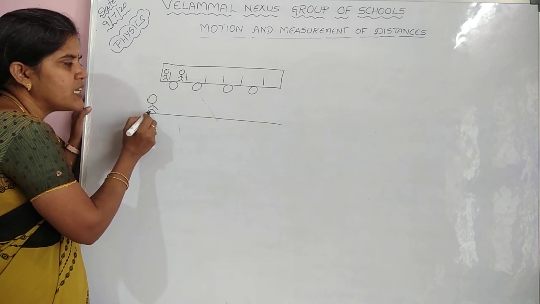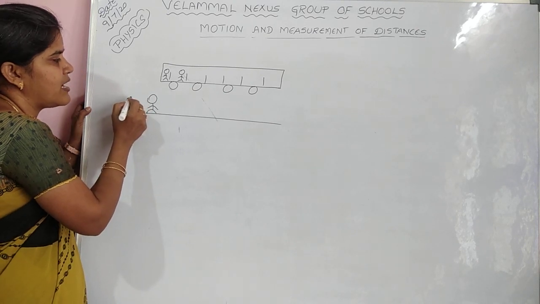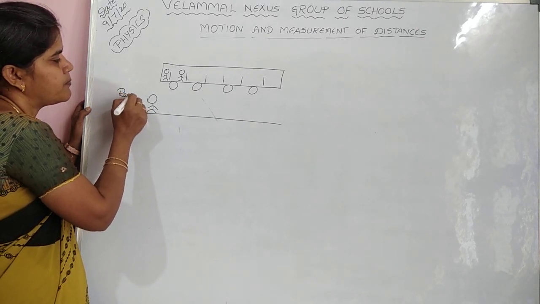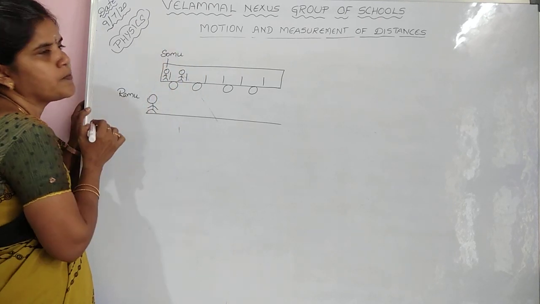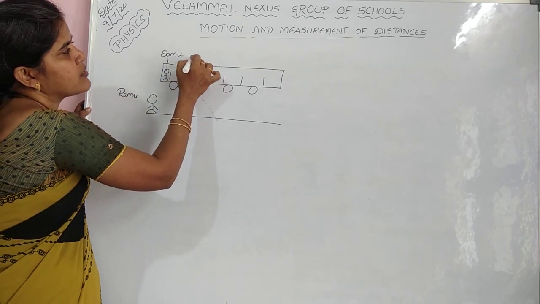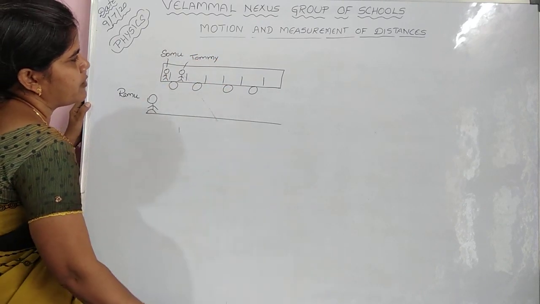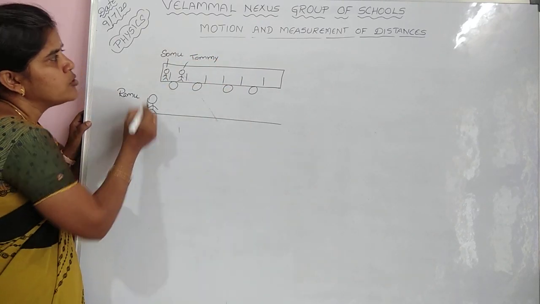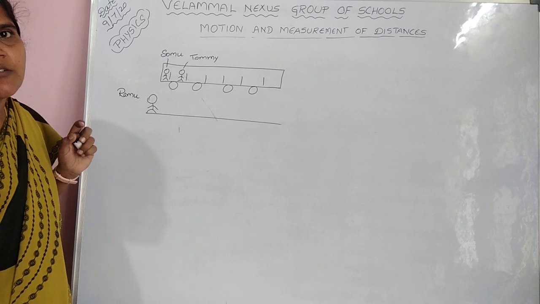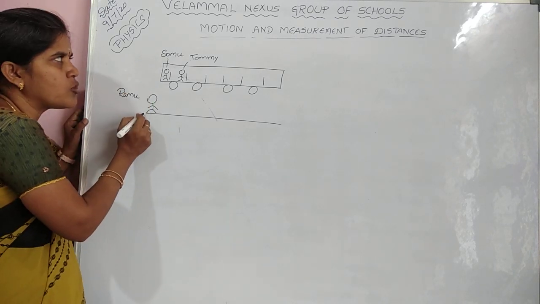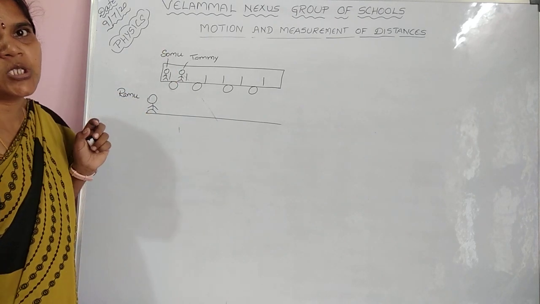Then what will happen? He feels that this boy is in rest position. With respect to, let's suppose we call this one Ramu, we'll call him Somu, and we'll call this boy Tommy. Now, according to Ramu, Somu is in rest position. According to Somu, Ramu is also in rest position. Is it clear, children? That means with respect to Ramu, Somu is in rest position, and with respect to Somu, Ramu is also in rest position.